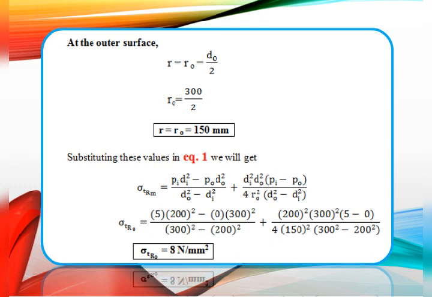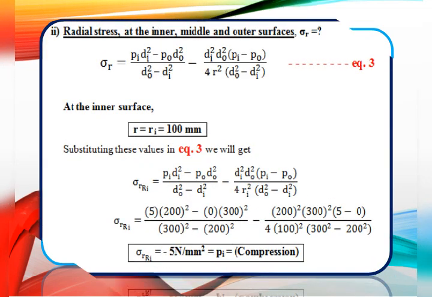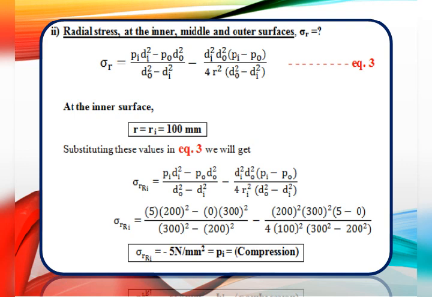By substituting the values, pi is 5, di is 200 squared, minus p naught into d naught squared, that is 300 squared, divided by 300 squared minus 200 squared, plus 200 squared into 300 squared into 5 minus 0 divided by 4 into r, that is 150 squared into 300 squared minus 200 squared. By simplifying that, we are getting the value sigma t r naught equal to 8 Newton per mm square.